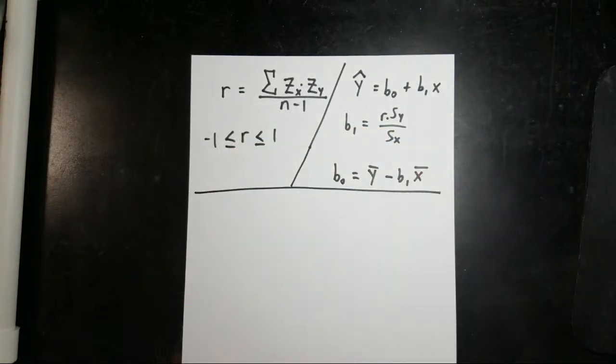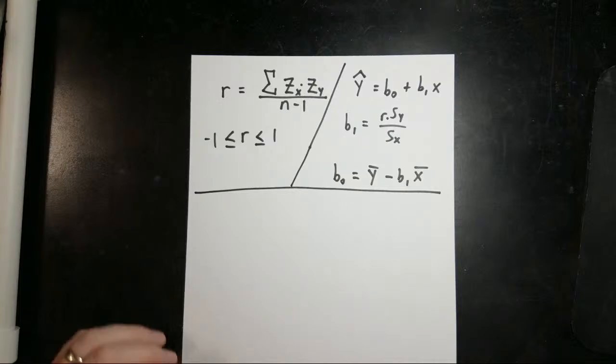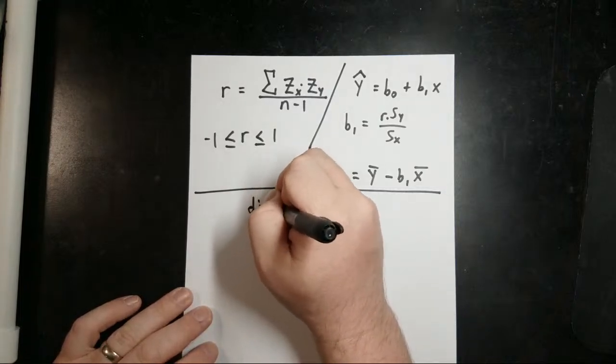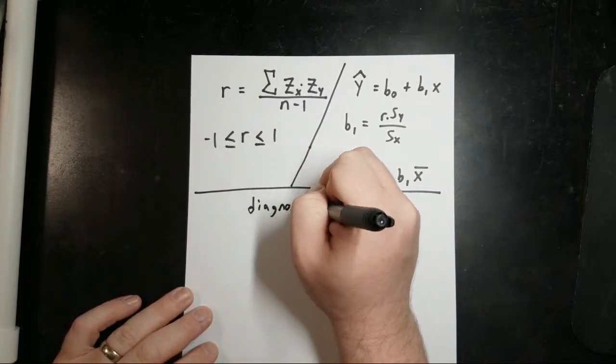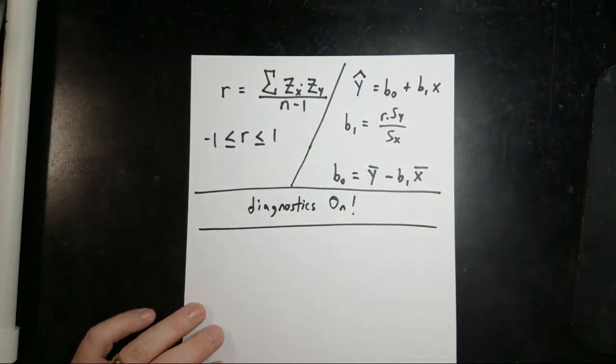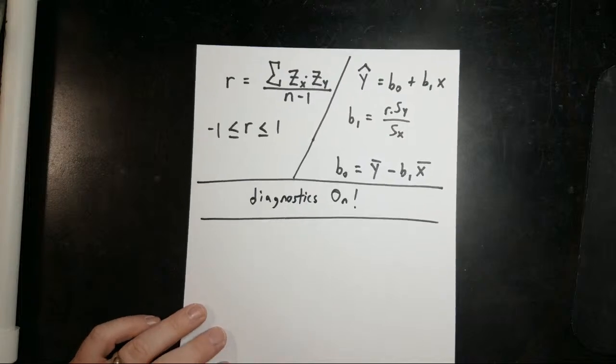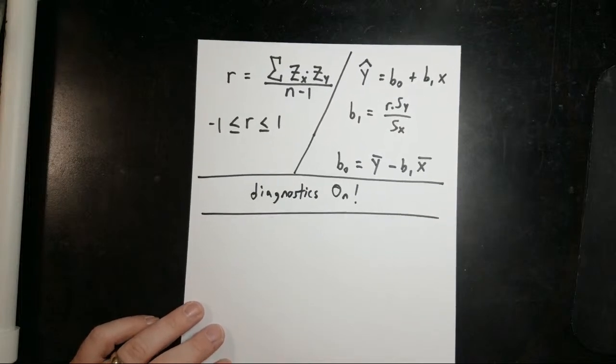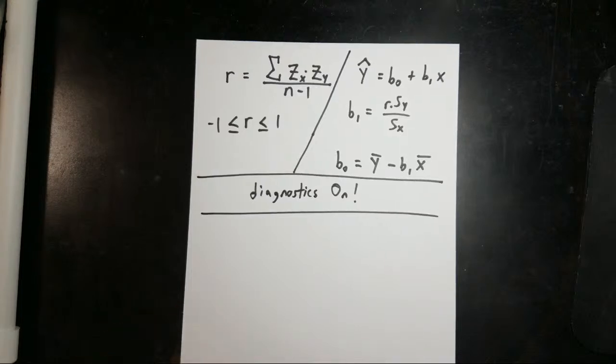If you type in your data into L1 and L2 and then run a linear regression, it will do it for you. Just make sure that you have your diagnostics on if you have a TI graphing calculator. You got to make sure your diagnostics are on, otherwise it will not give you the value of R or R squared.